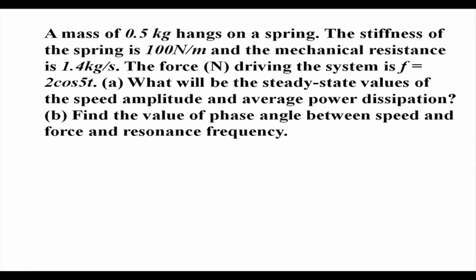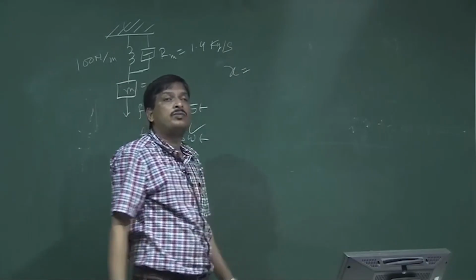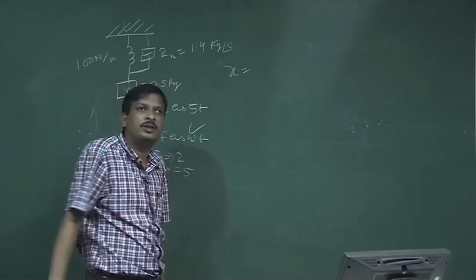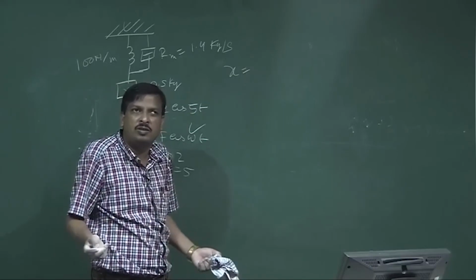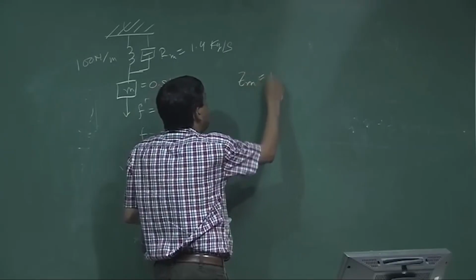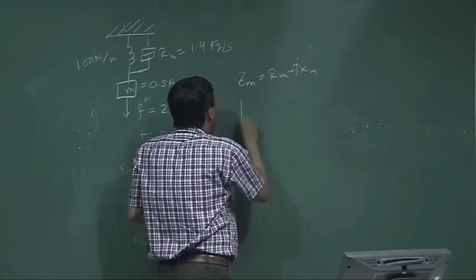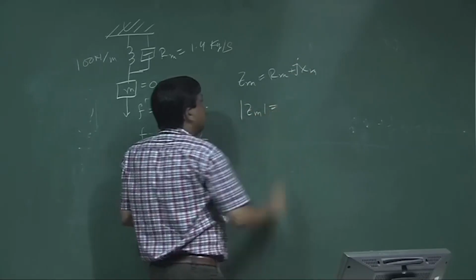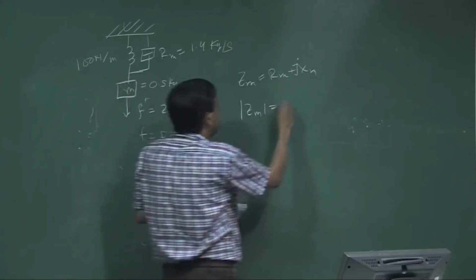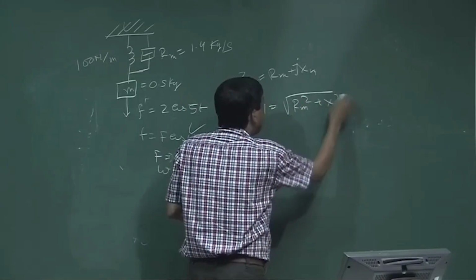What is the speed amplitude? Expression of the speed amplitude x. We have derived all the expressions, you can know that expression. First, you have to find out Zm. What is Zm? Zm is Rm plus jXm. So, what is mod Zm? Mod Zm is root over of Rm square plus Xm square.